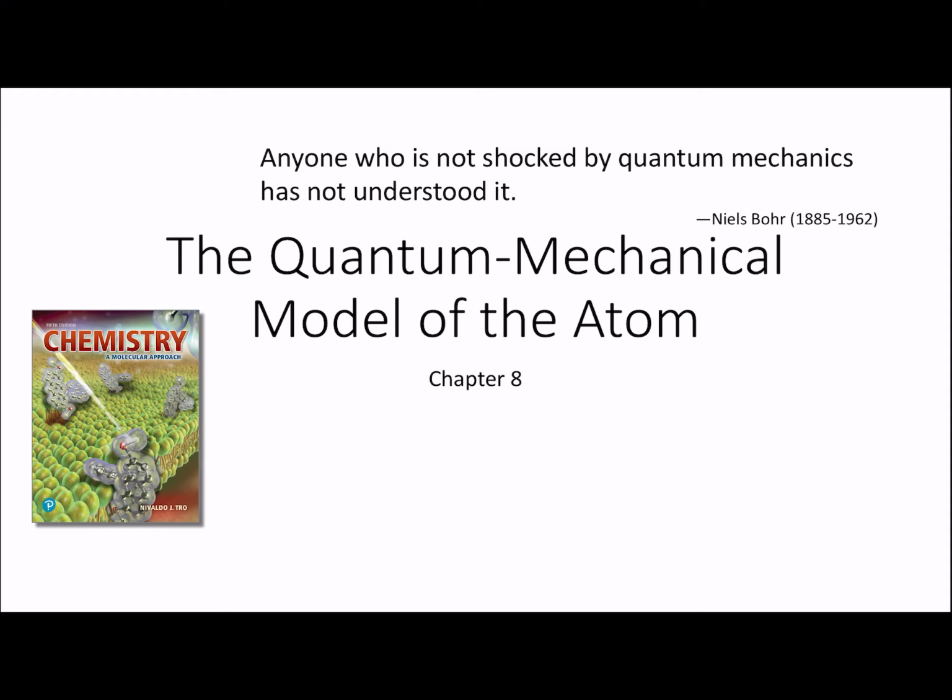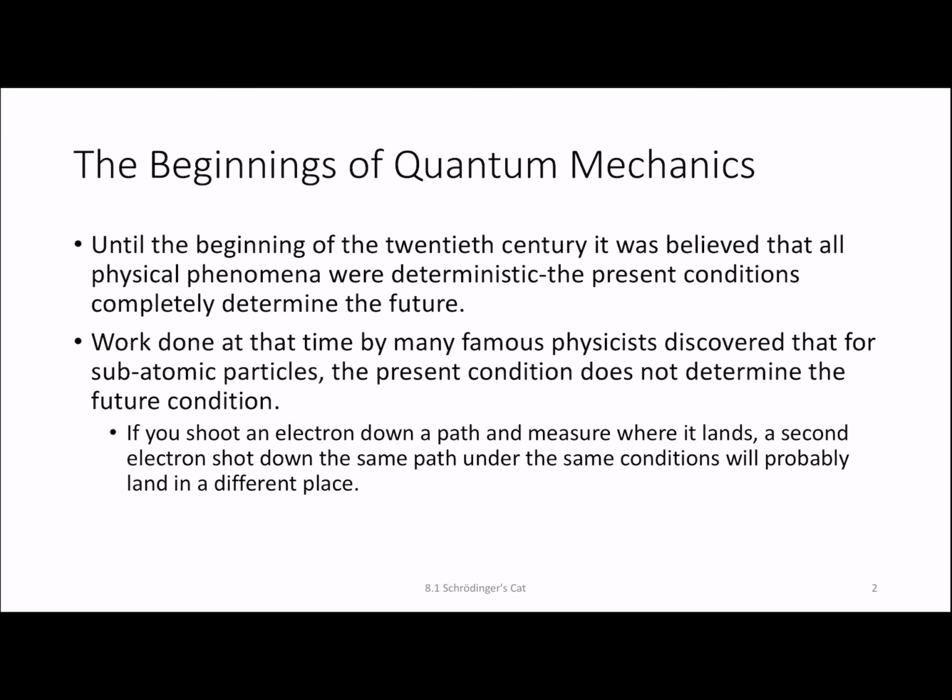Okay, here I'm going to go over the quantum mechanical model of the atom. So up until the beginning of the 20th century, it was believed that all physical phenomena were deterministic. And what we mean by that is that the present conditions completely determine the future.